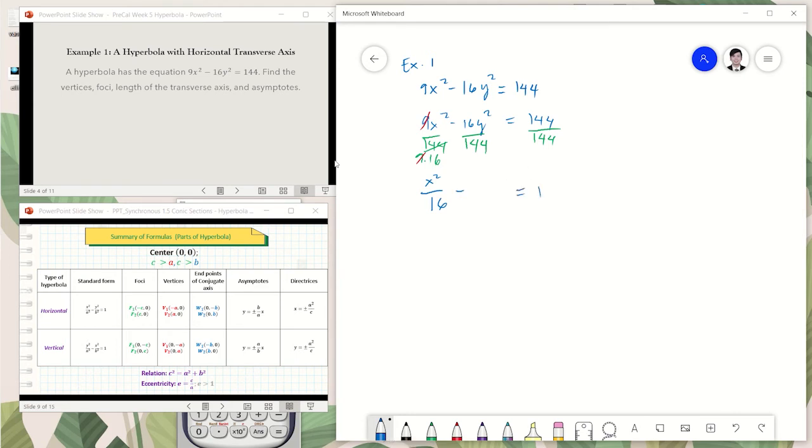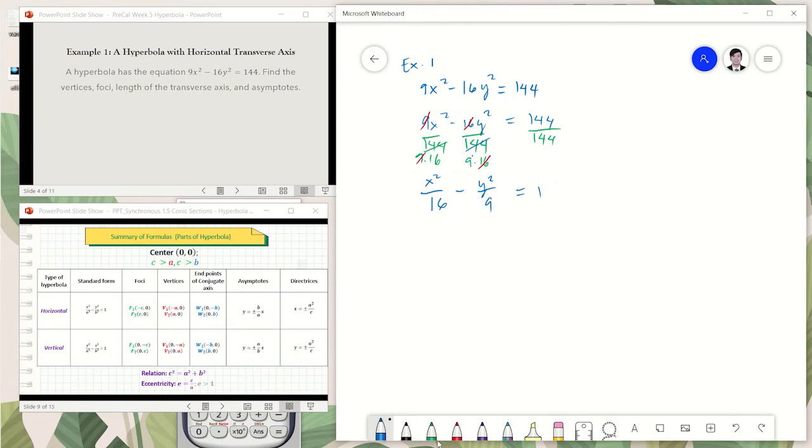And here, similar process, 144 can be written as 9 times 16 because that's a factor of 144. And now we can cancel out the commonality in the numerator and denominator, which is 16. So you have y squared over 9.